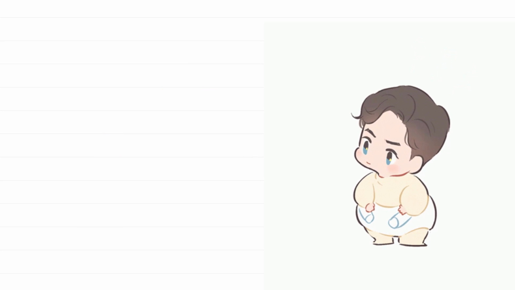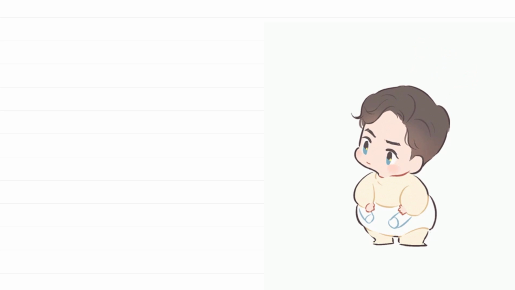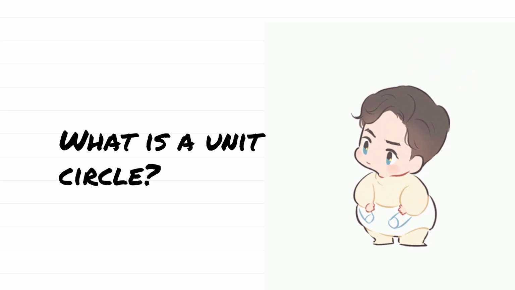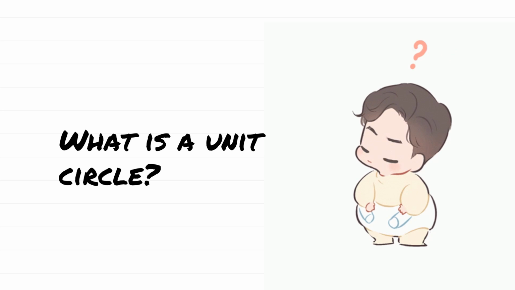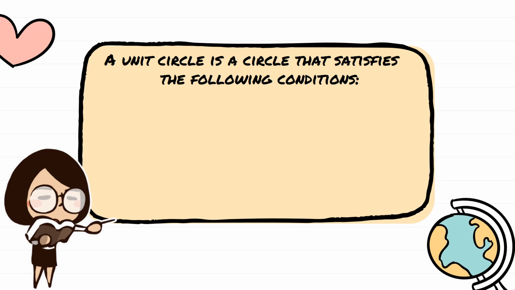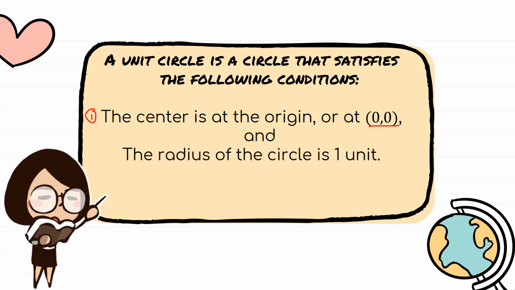Para ma-define natin yung trigonometric ratios, kailangan alam muna natin kung ano yung unit circle. Na-discuss na natin ito sa pre-calculus pero balikan muna natin siya saglit. So, what is the unit circle? To put it simply, may dalawang conditions na dapat masatisfy ang isang bilog para maging unit circle siya. First, yung center niya dapat nasa origin or at 0, 0. So that is the first condition. And second, dapat ang radius niya ay 1 unit.